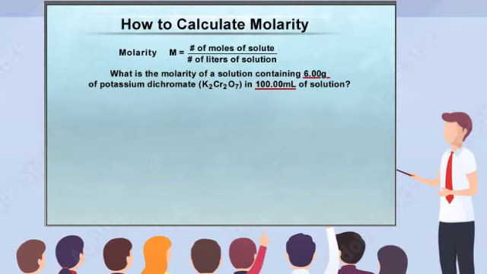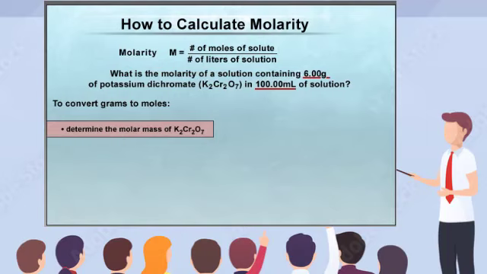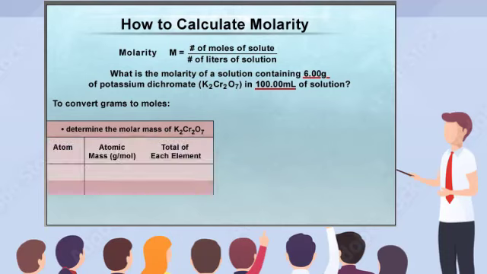Therefore, you need to convert the 6 grams of potassium dichromate to moles. To convert grams to moles, you must first determine the molar mass of the solute. Molar mass tells how much 1 mole of a substance weighs and is expressed in grams per mole. Calculate the molar mass by adding the molar masses of all the atoms that comprise the solute.